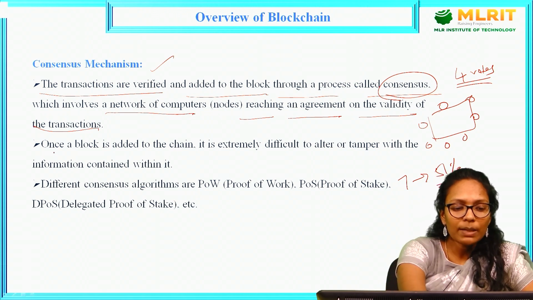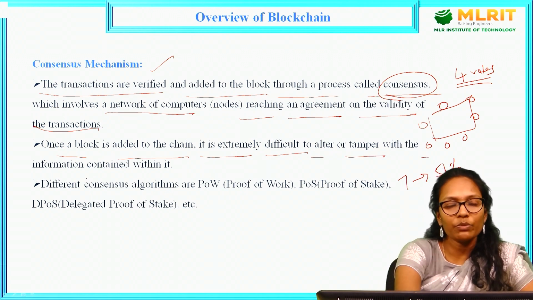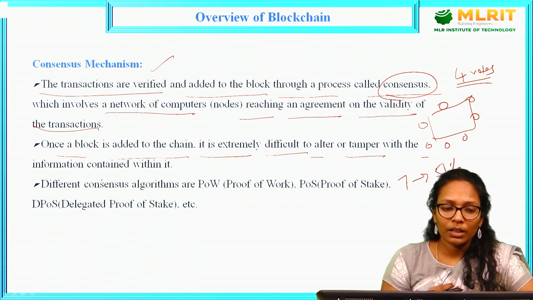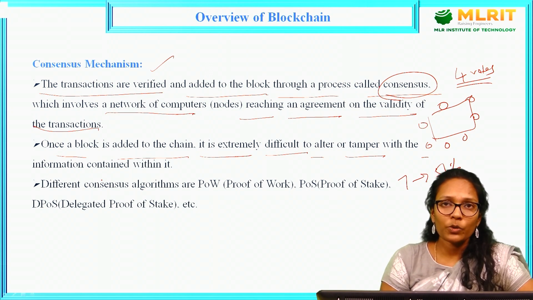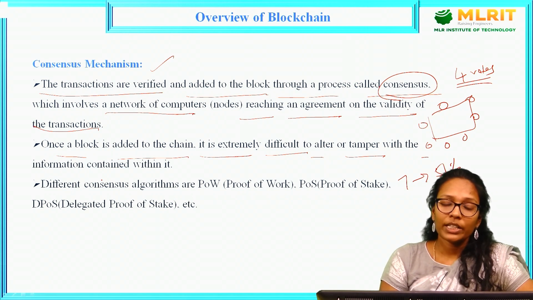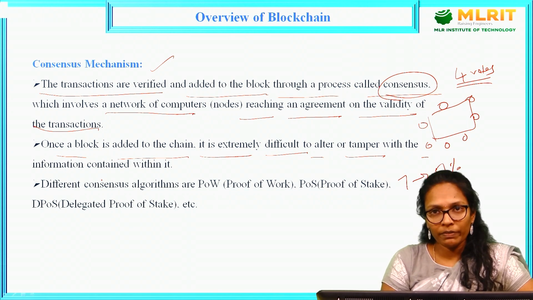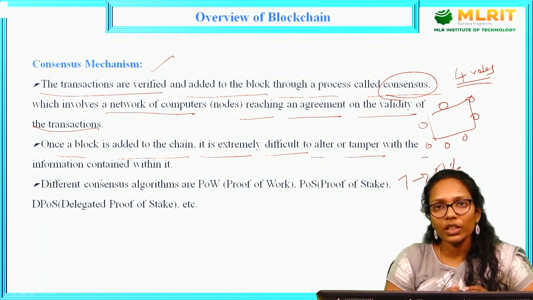Once a block is added to the blockchain, it is extremely difficult to alter or tamper with the information contained within it. In the previous slides we discussed that if I make any change in the transaction data, the block address or the transaction hash address will also automatically change. With that, we can easily identify where the data is tampered, but it's not possible as the blockchain is immutable. It contains an immutable ledger. That means once the data is added to the blockchain, we cannot modify or alter that.